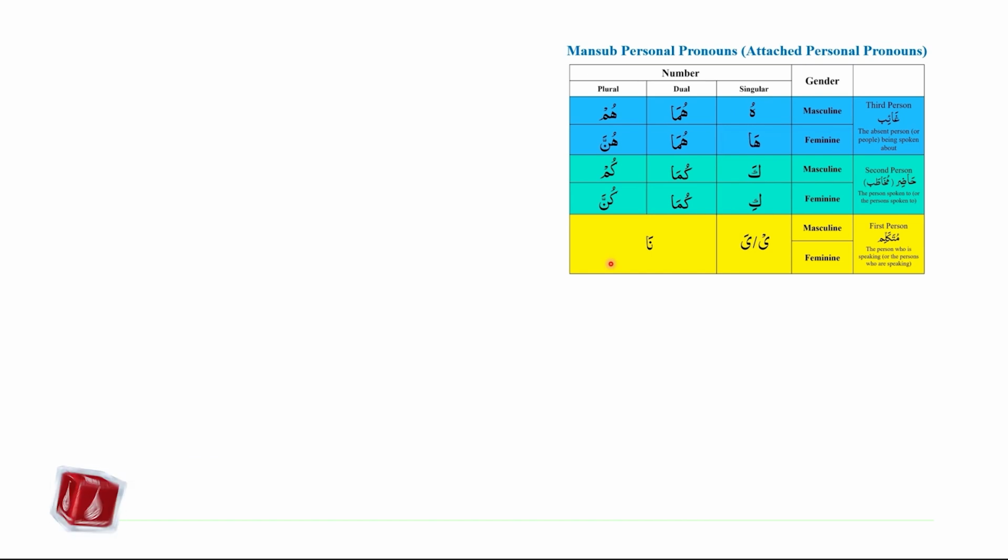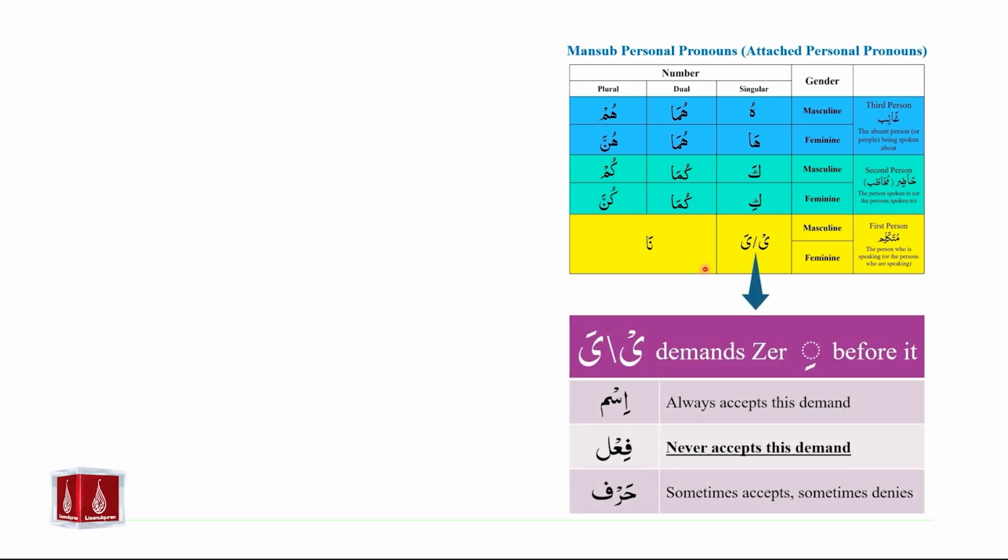We need to make a special note of ya from the mansoob personal pronoun chart when we are using it in Jumlah Fi'liya. We previously studied that ya always demands zair before it. In our study of ism, we studied that ism always accepts this demand. So whenever ya demands zair before it, ism is willing to accept that demand. Harf will sometimes accept that demand, sometimes it will deny it. But in the case of fa'il, fa'il never accepts this demand.